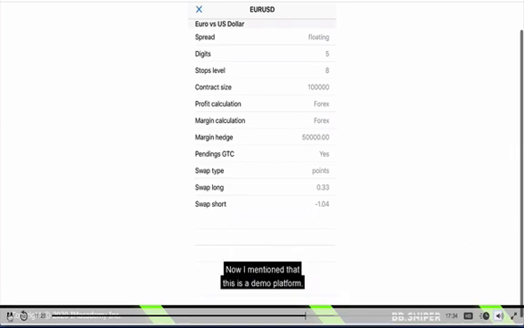Now, I mentioned that this is a demo platform. If we were to switch to a real live account example, we can see that the swap long in this instance is actually a negative swap. And then your swap short is a positive one.